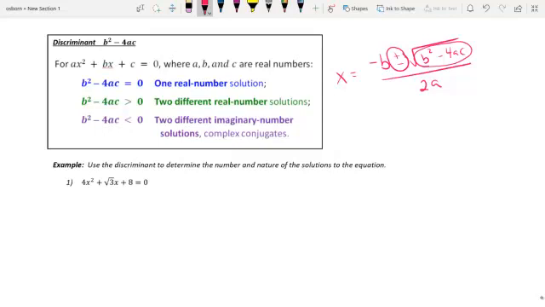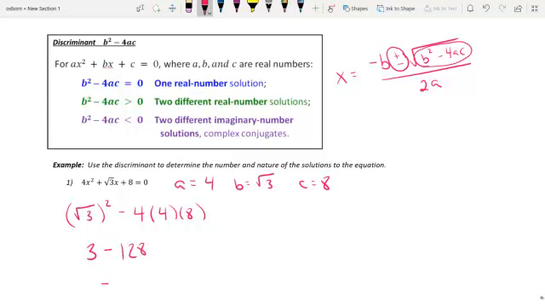So let's look at our example here. It's already in standard form. So we have a is equal to 4, we have b is equal to the square root of 3, and c is equal to 8. So if I take b squared, that's the square root of 3 squared, minus 4ac, so 4 times 4 times 8. So this gives me the square root of 3 squared, just gives me 3. Minus 4 times 4 is 16 times 8 gives me 128. So I end up with an answer of negative 125.